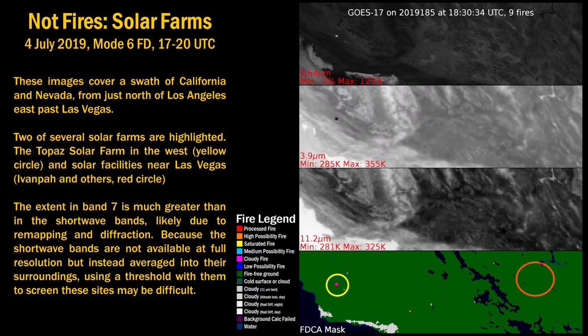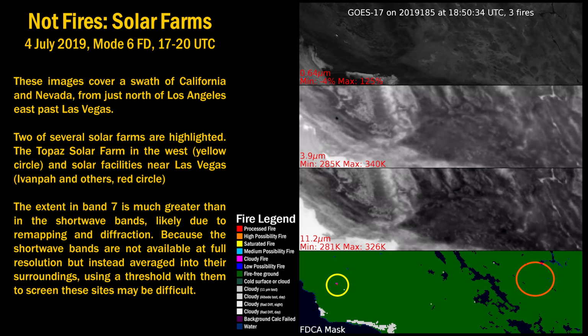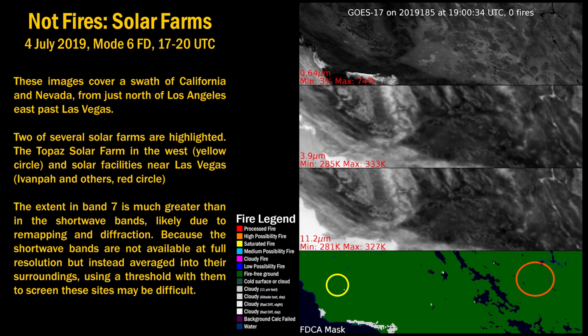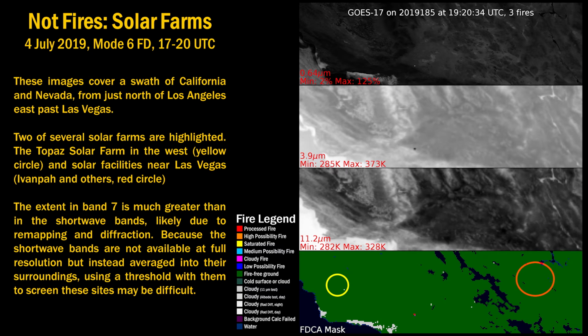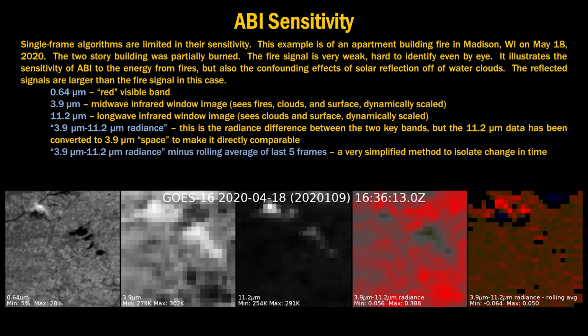The Topaz Solar Farm in the west, yellow circle, and solar facilities near Las Vegas, Ivanpah and others, red circle. The extent in band 7 is much greater than in the shortwave bands, likely due to remapping and diffraction. Because the shortwave bands are not available at full resolution, but instead averaged into their surroundings, using a threshold with them to screen these sites may be difficult.